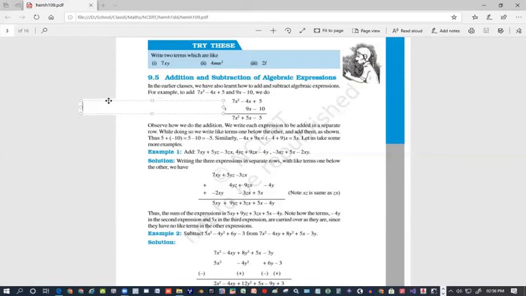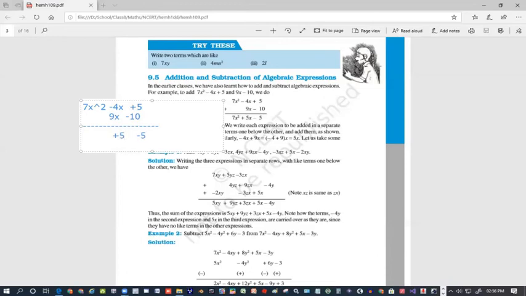So see here. It is 7x to the power 2 minus 4x plus 5. And the other part is 9x minus 10. So this is to be added, and I'll follow the same addition rule. Minus 10 plus 5 is minus 5. And 9 minus 4 is plus 5x. x is the variable part, so you have to put it: 9 minus 4 is 5, and x as it is.